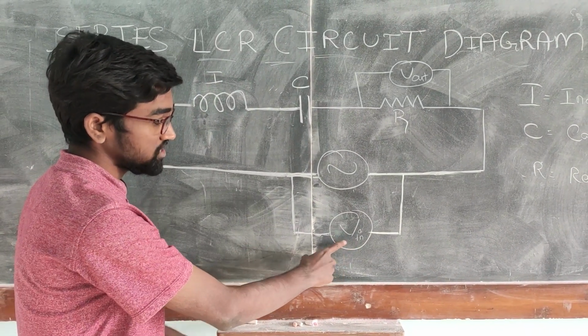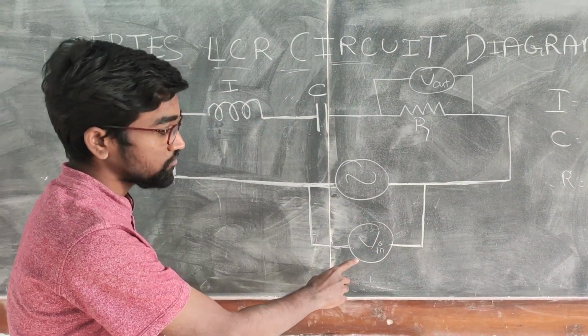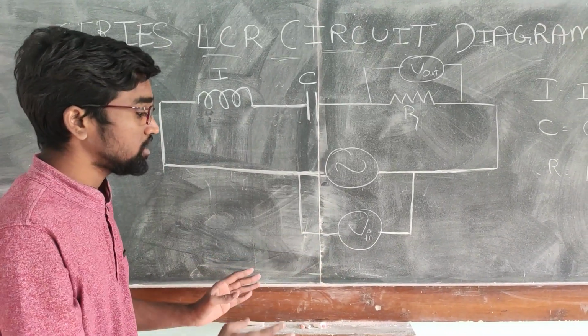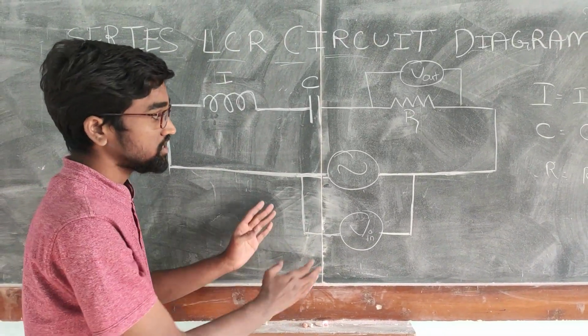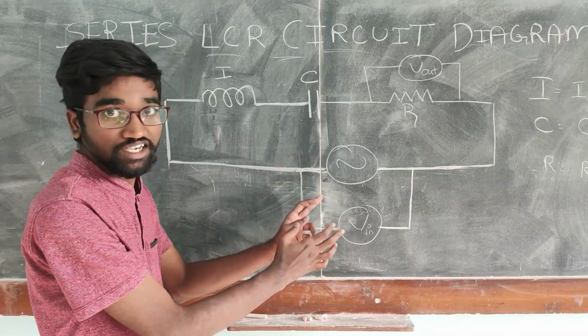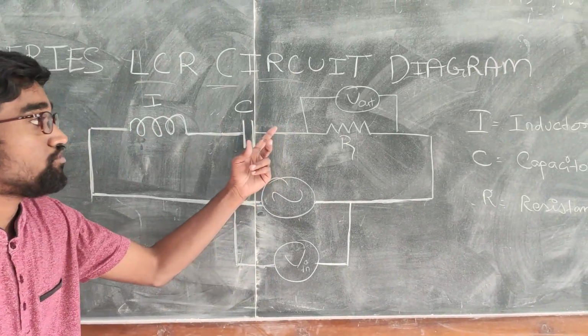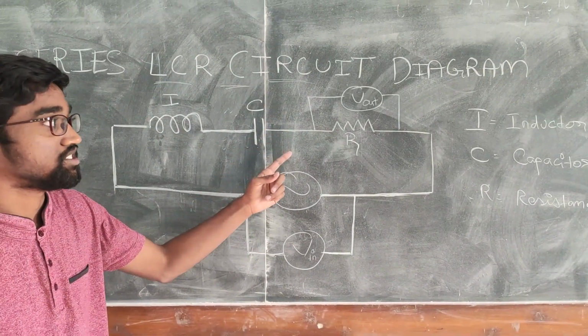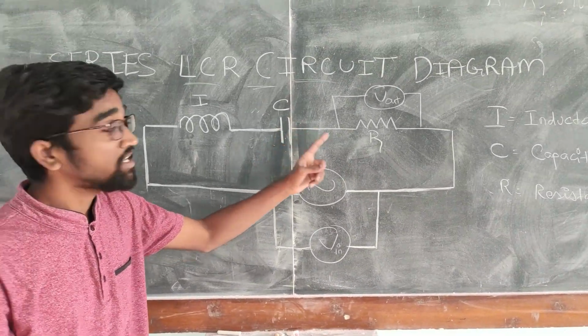Here V in is the input voltage. If you want to find the input voltage, then it should be connected across the function generator. In the same way, we have to find the output voltage across the resistor, so the multimeter should be connected across the resistor.